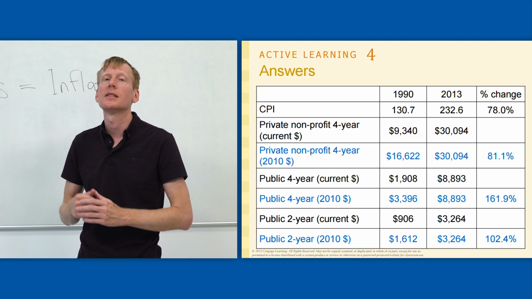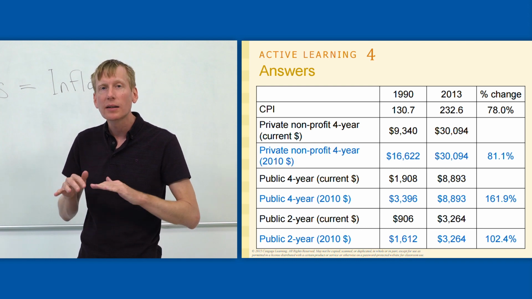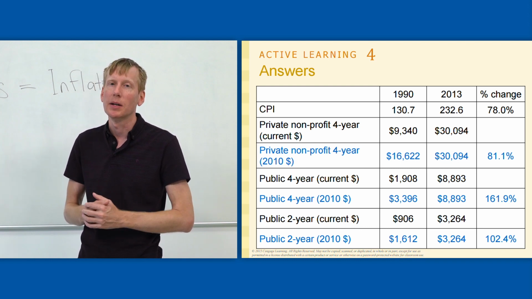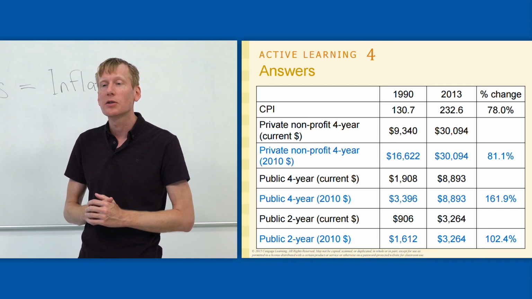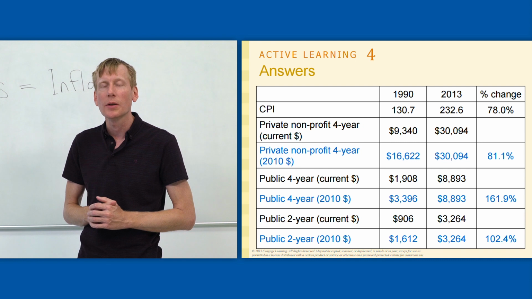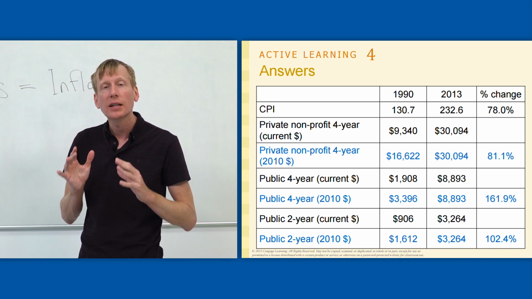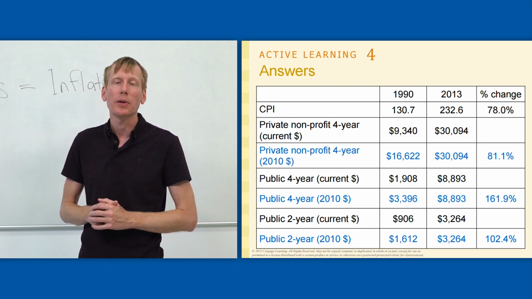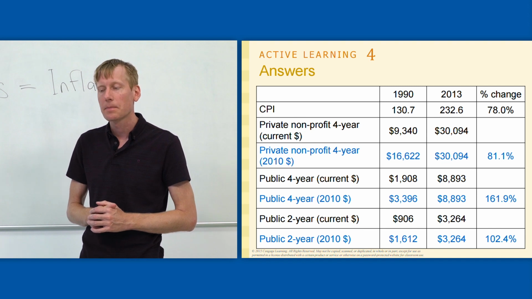So the real price of that private tuition, that is relative to all other prices in the economy, the cost of that private university tuition has risen by 81% from 1990 to 2013. It's a substantial increase in the cost of attending a private university in the United States.